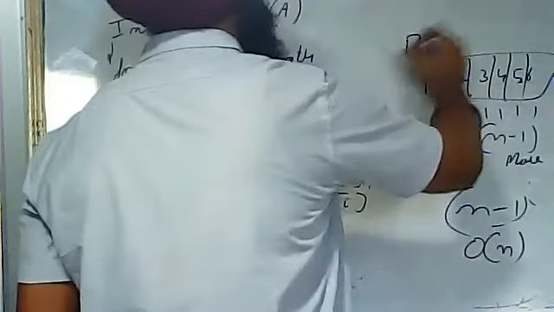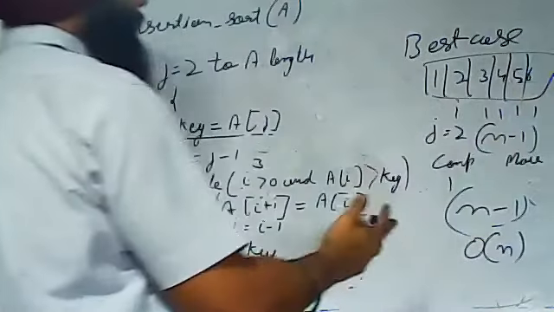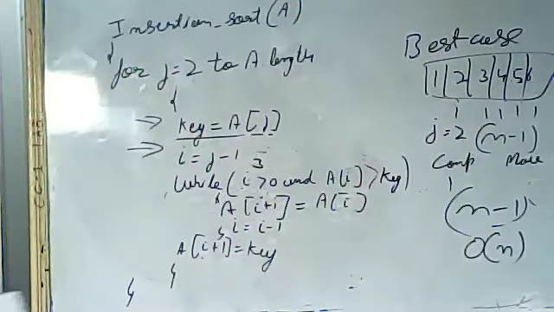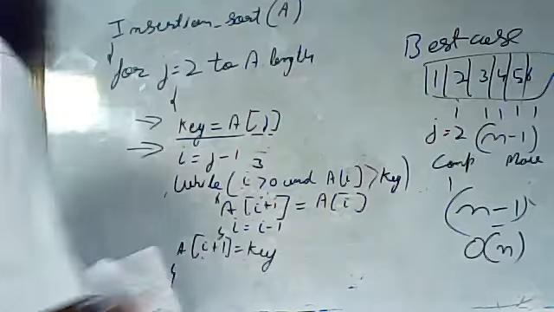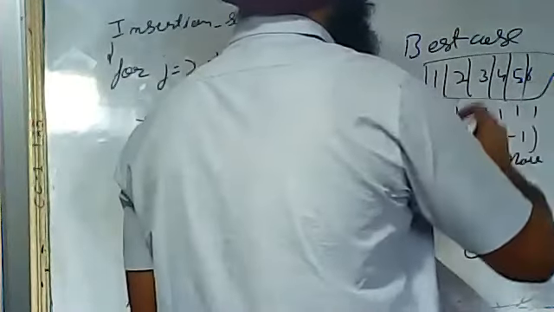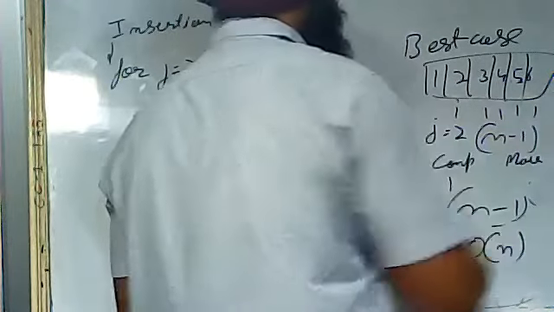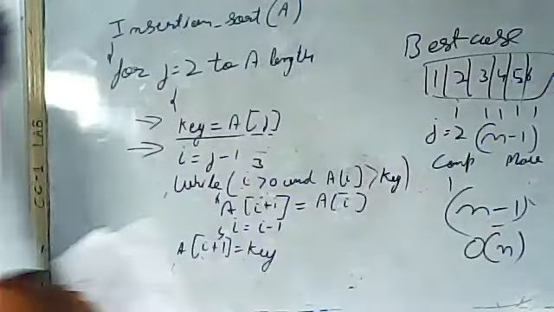So this is the best case, and the average case is nearly equal to the worst case, because some of the elements will be sorted and some will not be sorted. And if we calculate the time, it will come in polynomial time, that is n square minus n. So that is how we find out the complexity of insertion sort.